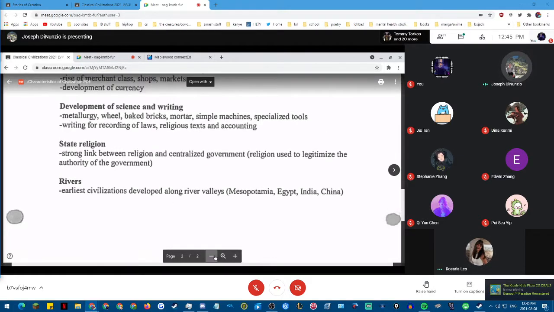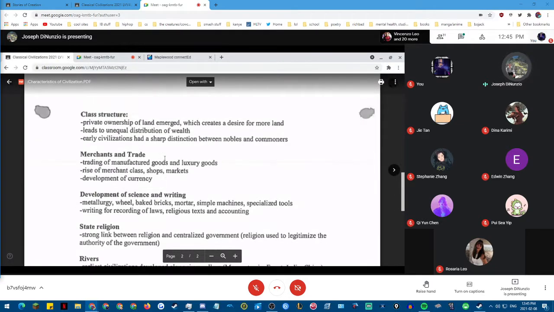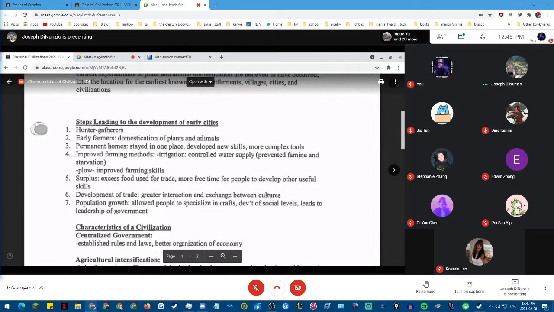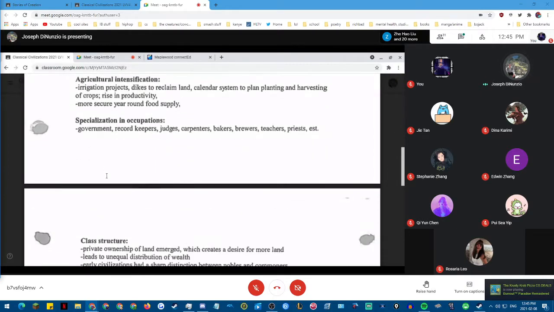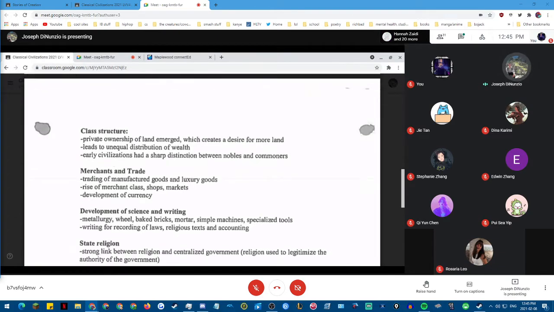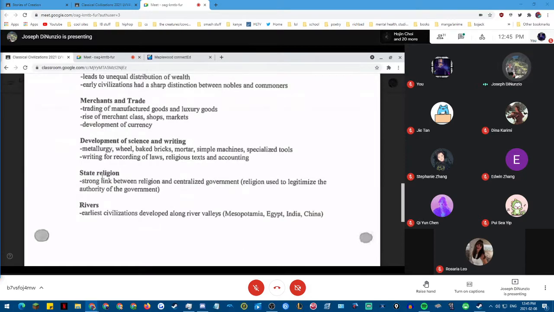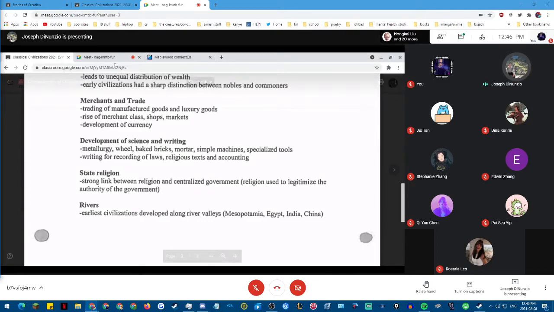Good. Thank you so much, Sabrina and Sarah. So this is what you read about. For those of you that read the text, this is basically what it did. It broke down the characteristics of a civilization and also how we got here. Okay. So this is it. Centralized government, right? Improvements in agriculture, different jobs, a class structure emerges, right? Private ownership of land. Okay. Unequal distribution of wealth, state religion, this link between a religion and a centralized government. Okay, this is all new in the early Neolithic era.